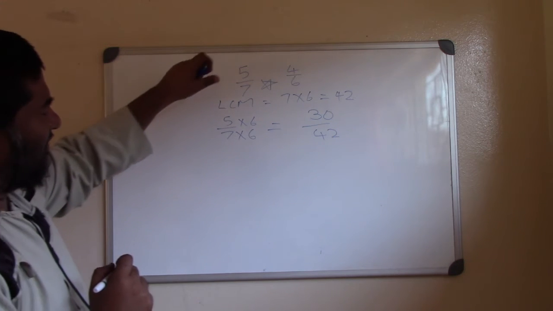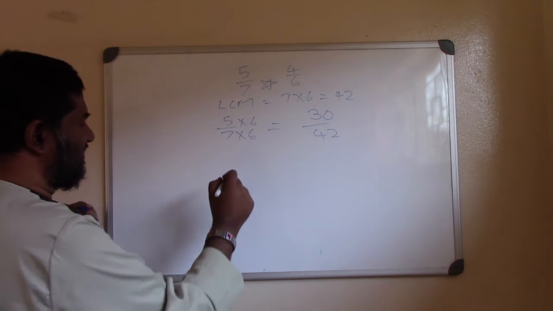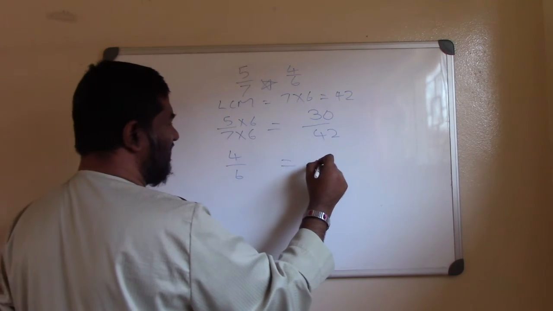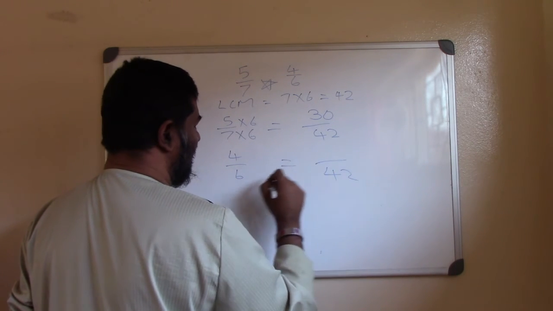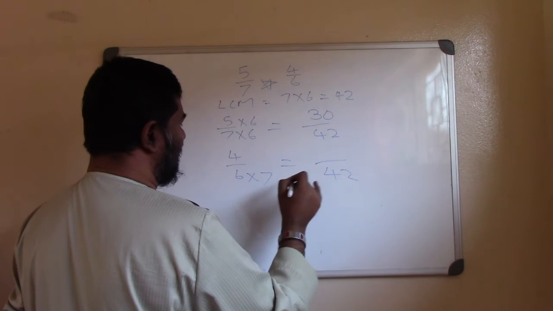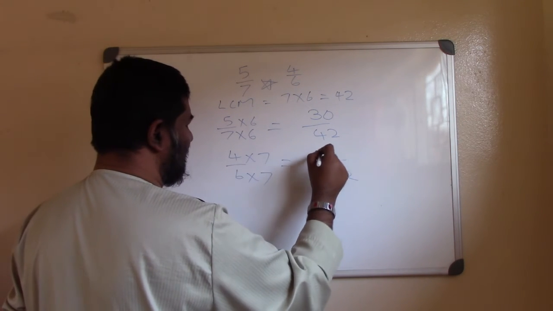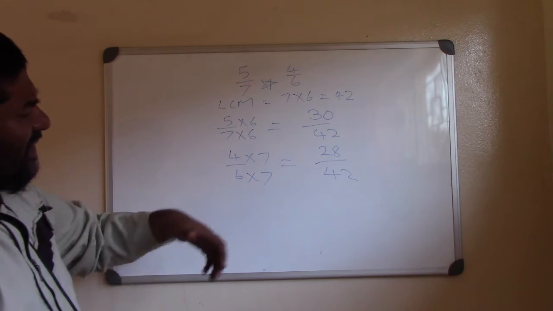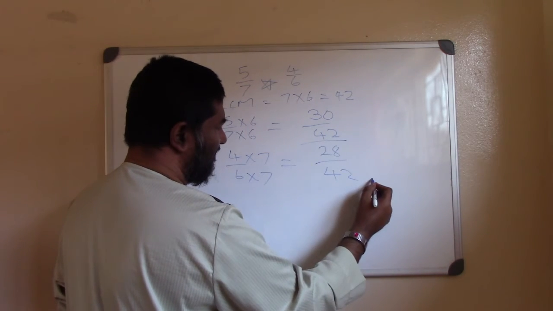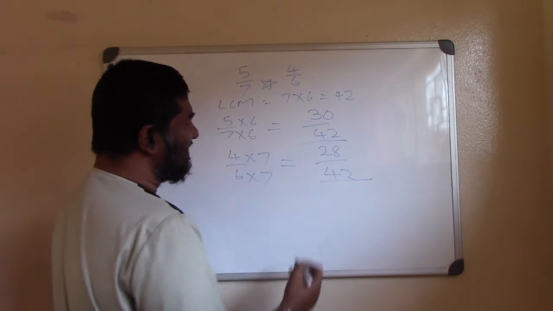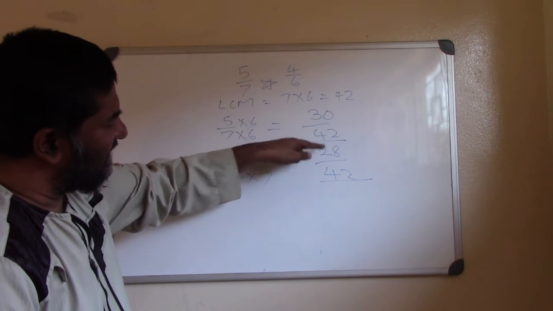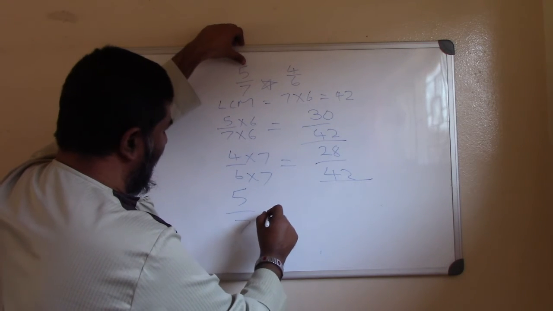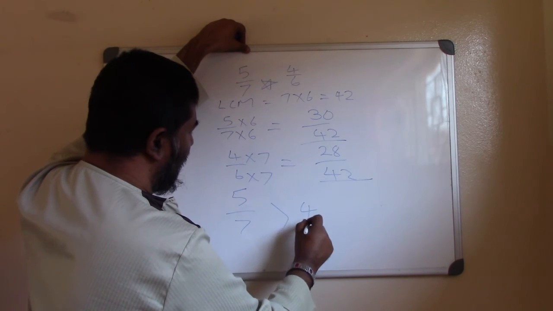Now, the next step is, let me take the 4 over 6. 4 over 6 would equal something over 42. So 6 times 7 gives me 42. 4 times 7 gives me 28 over 42. From this, because my denominators are the same, I can say that 30 is greater than 28. So 5 over 7 is greater than 4 over 6.